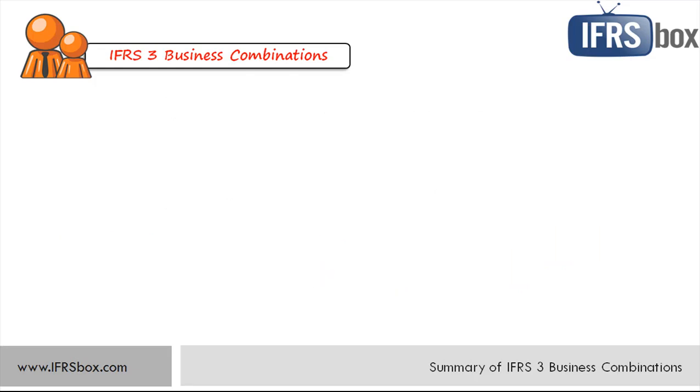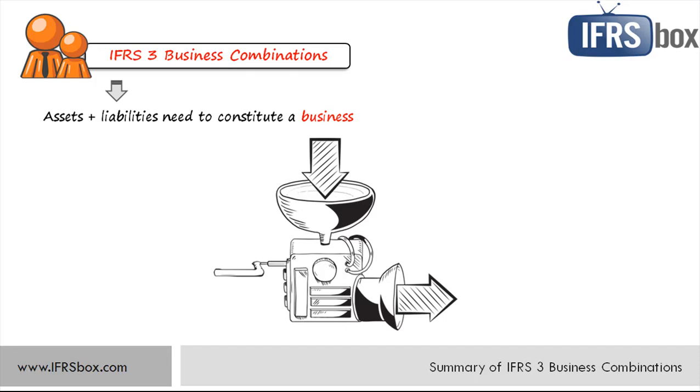First of all, in order to account for a business combination, assets and liabilities acquired need to constitute a business. Otherwise, it's not a business combination and an investor needs to account for the transaction in line with some other IFRS standard. The guidance in IFRS 3 says that the business can be acquired in many different ways and it needs to contain three basic elements to be a business. Inputs, which is any economic resource that creates or can create outputs when one or more processes are applied to it, for example, non-current assets or inventories or cash.